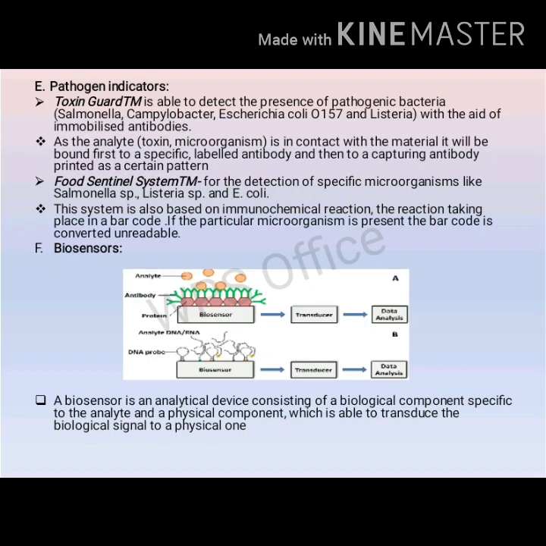Let's discuss biosensors. What are biosensors? A biosensor is an analytical device consisting of a biological component specific to the analyte and a physical component which is able to transduce the biological signal to a physical one. In this figure, a biosensor uses analyte, antibody, or protein as an input and transforms it into physical information using a transducer.